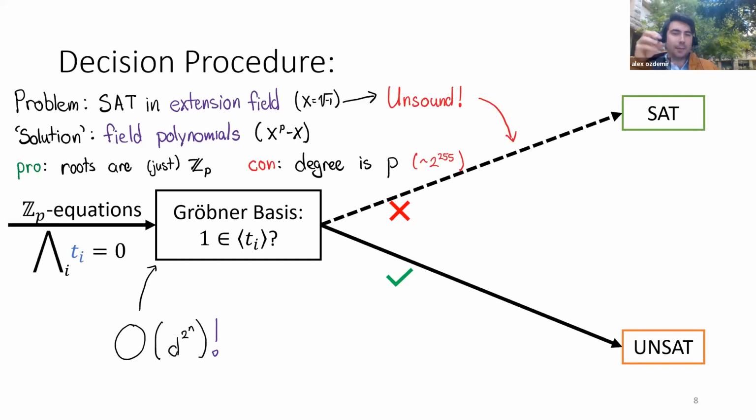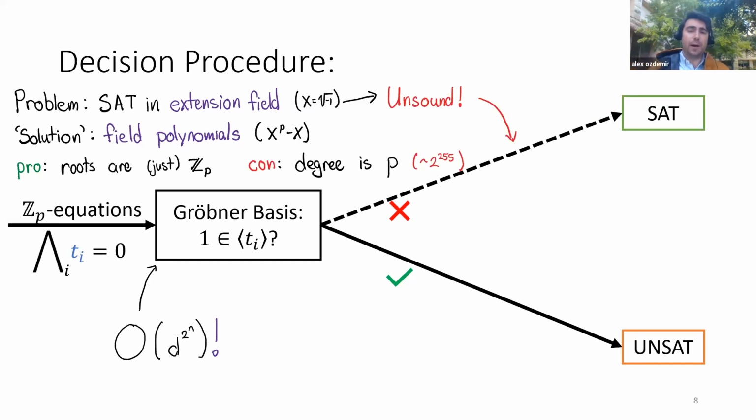And when you look at the runtime of the Gröbner basis engine and how it scales in the degree, for degrees of this size, even 2 to the 32, this is never going to work. The Gröbner basis engine is not going to finish before the universe dies. So this idea of using field polynomials is just not acceptable. On the other hand, if your field is like the integers mod 2 or the integers mod 3, field polynomials can be a reasonable thing to do.